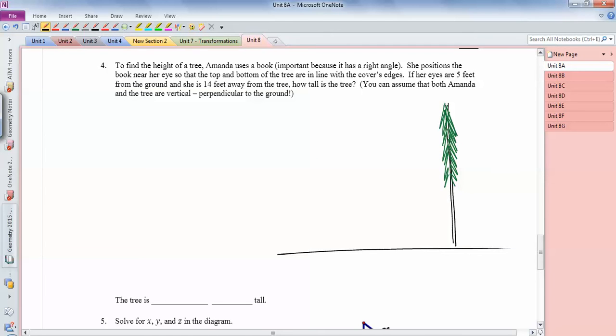Okay. She positions the book near her eye so the top and bottom of the tree are in line with the cover's edges. So basically she's standing there. Okay, so the idea is she's holding the book right here, and the book is key because it's got right angles as the edges. So this guy is the book, let's say. But the key is it's got a right angle there. And she's holding the book so that if her eye is right there, then the top of the book lines up directly, that line of sight goes straight to the top of the tree, and the bottom of the book leads her to look right at the bottom of the tree.